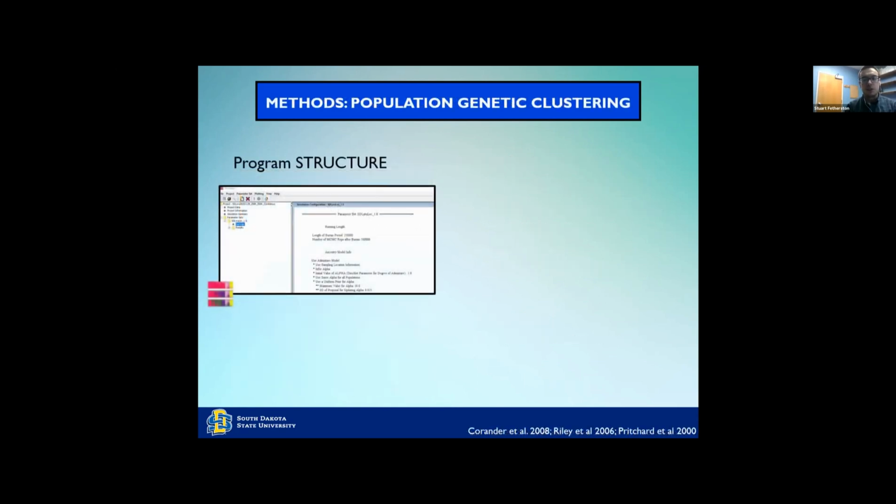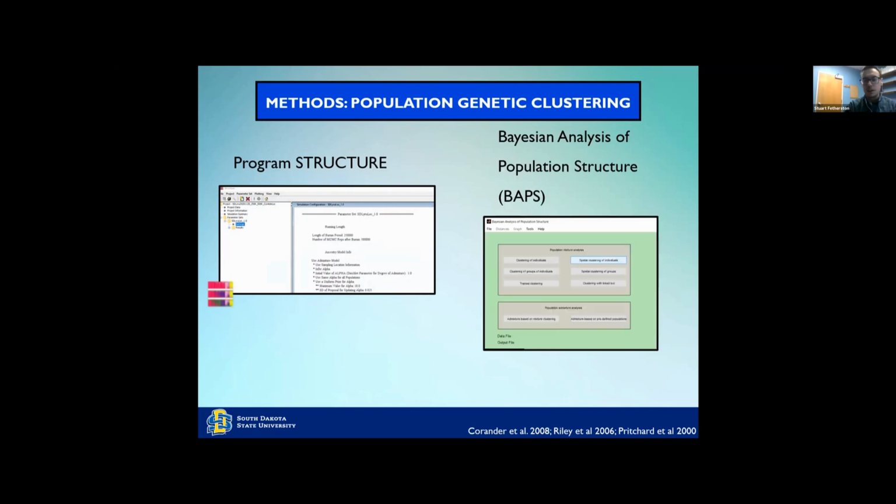So to evaluate genetic structure, I used two competing approaches, both of which are Bayesian clustering algorithms. The first of which is program STRUCTURE, and the second is the Bayesian Analysis of Population Structure, or BAPS. Along with these, I used two measures to quantify differentiation between population clusters, and for those I used FST and its derivative G'ST.